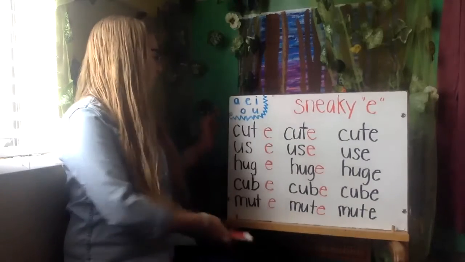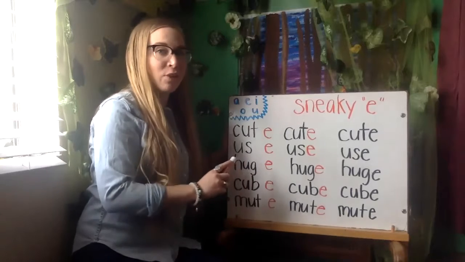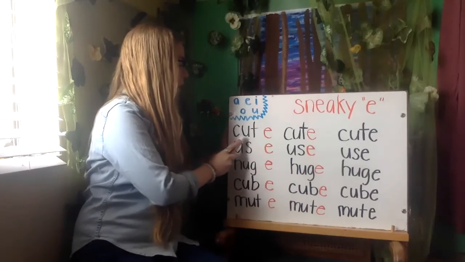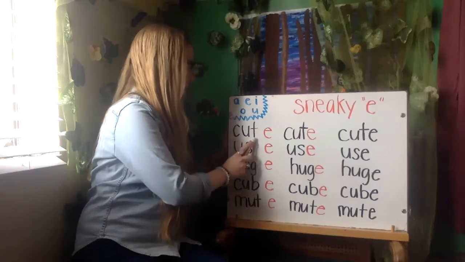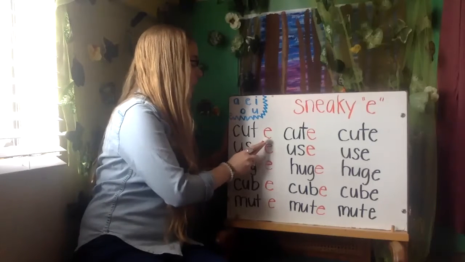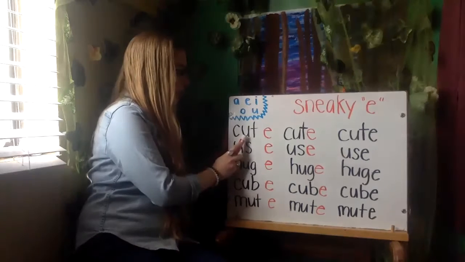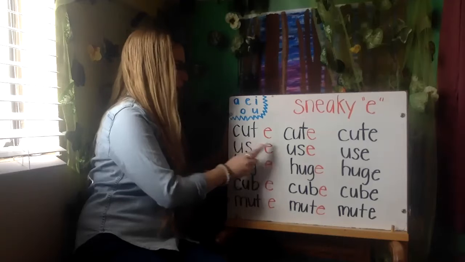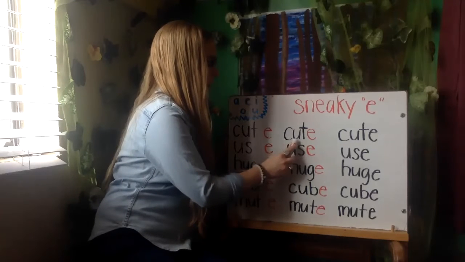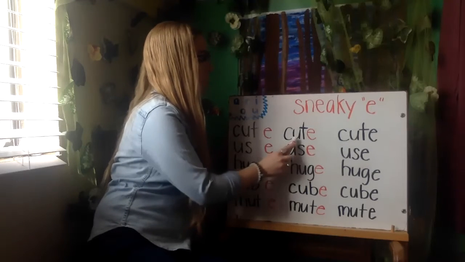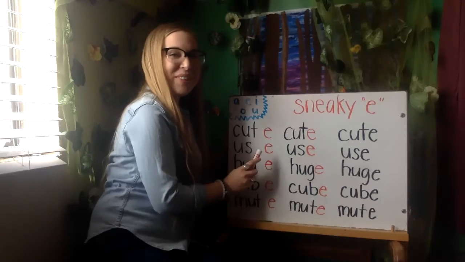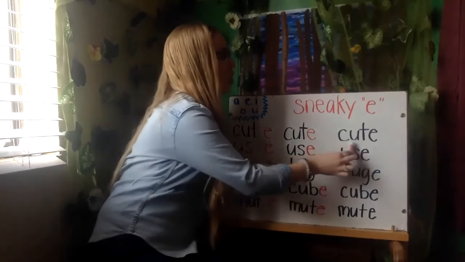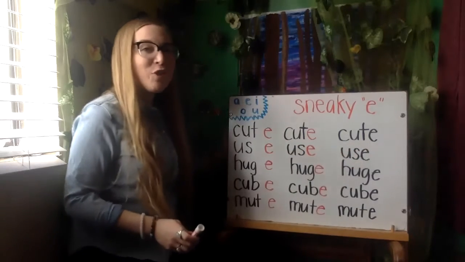Let's get started. Sound by sound, and then we're going to blend the word together. Cut. Now when we add the sneaky E to the word cut, it's going to make this vowel say its name. What's that vowel's name? U. Okay, let's see what happens. Cute. What was this word? Cute. Say it one more time. Cute. All right, let's try a few more examples.